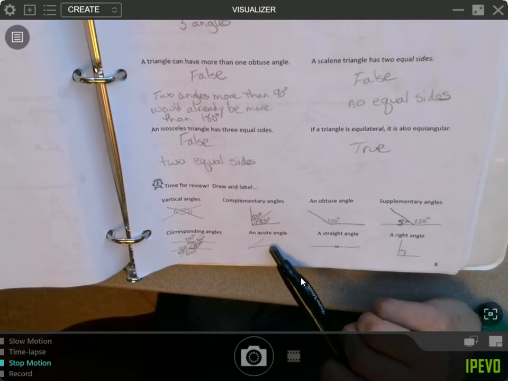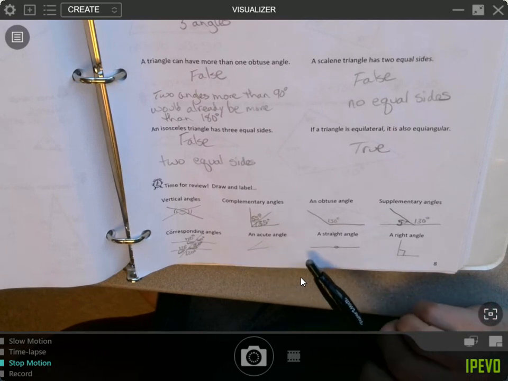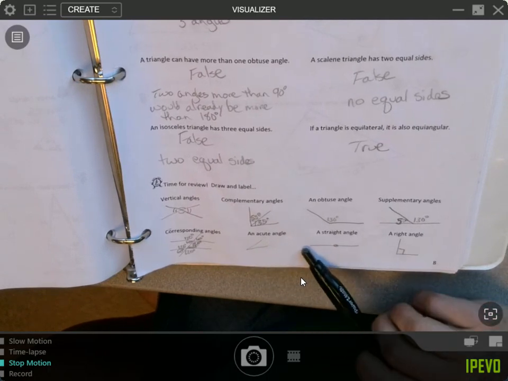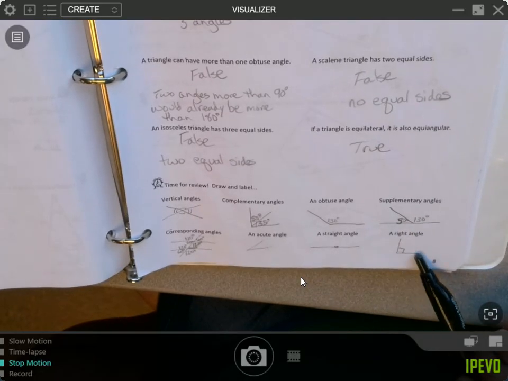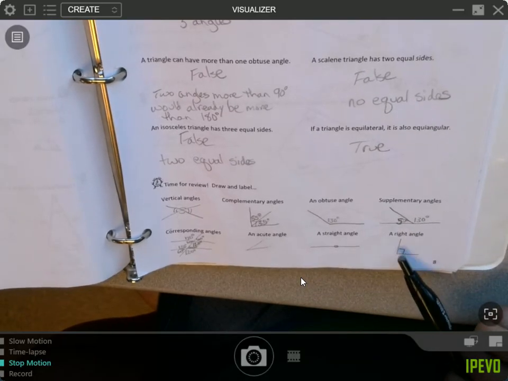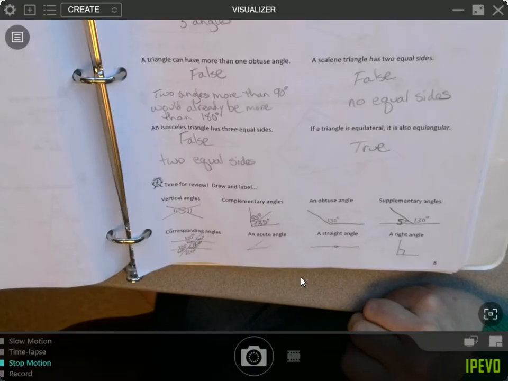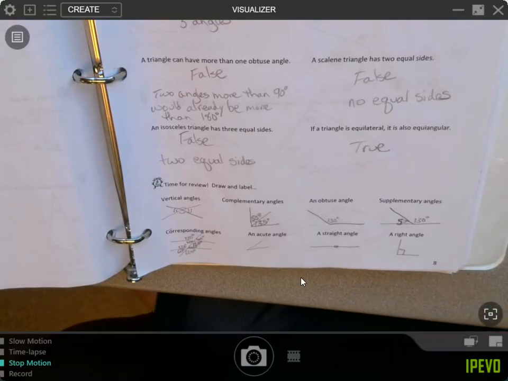An acute angle looks smaller than 90. A straight angle, that 180 degrees is a straight line. And a right angle, you could put that little square box in it to show that it is 90 degrees. Any questions on the review?